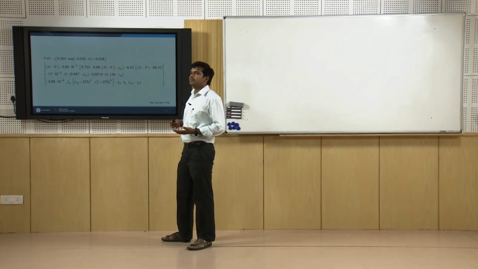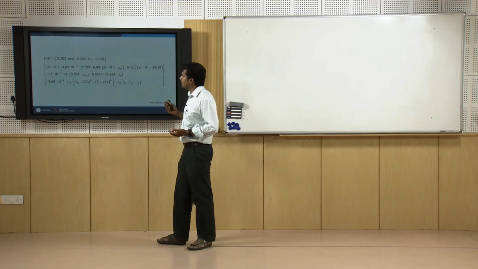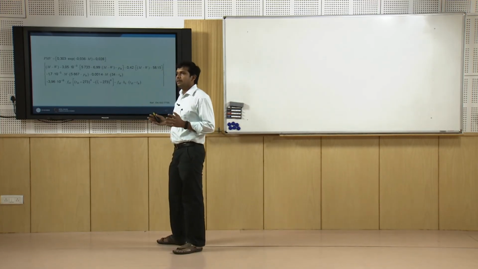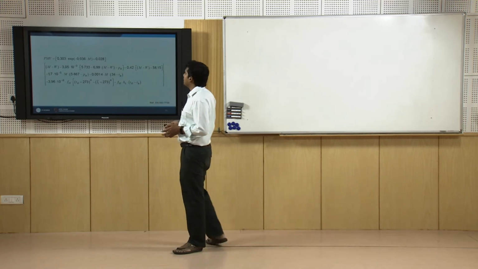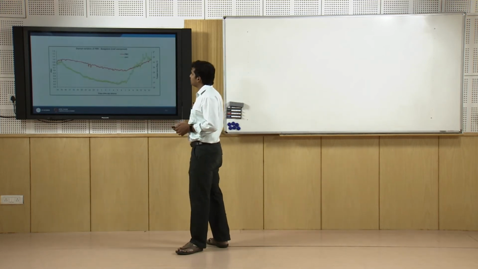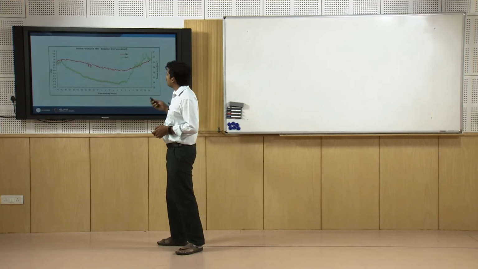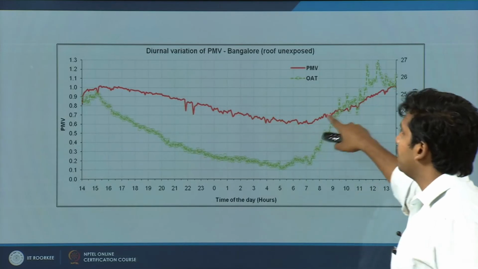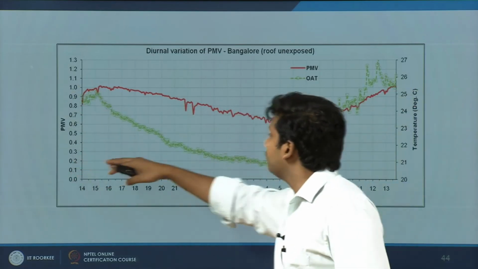Even with corrections, we have found through field studies that this model applies well, and it is more or less a balanced approach to predict environmental conditions. Some of the measurements for your reference, I am not getting into details of what this is. This is outdoor air temperature and this is PMV.